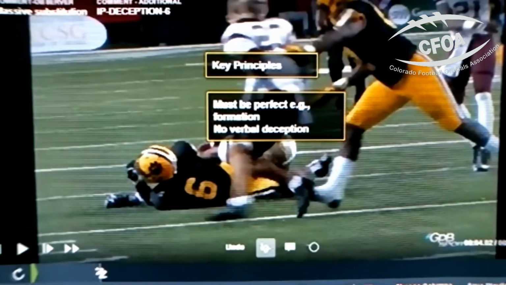Yeah, I don't think there's a formal definition of a trick play, but one of the characteristics would be something that's unusual and not a typical play that would be expected by the defense. And I've heard some people say, well, deception has always been part of the game.